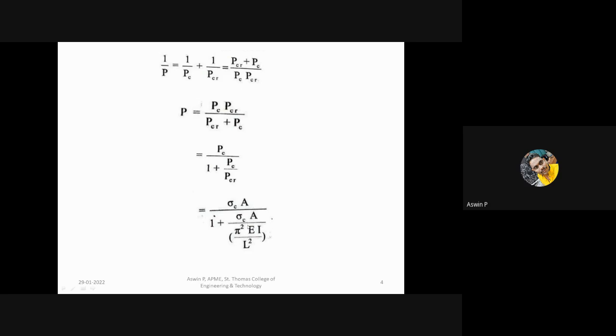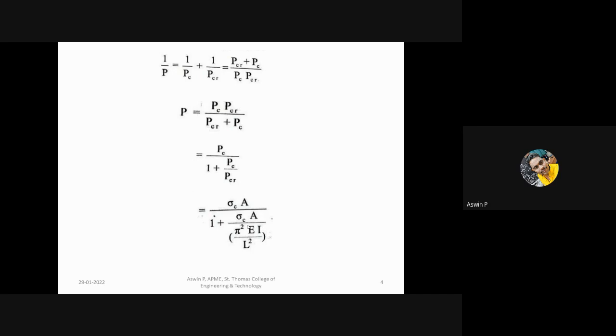So please write down till now. It's a very simple derivation. If you know the empirical relation, that is 1 by P is equal to 1 by PC plus 1 by PCR, then it is very simple to solve this equation. Very small derivation. If you study well, all can score good marks for this particular subject.